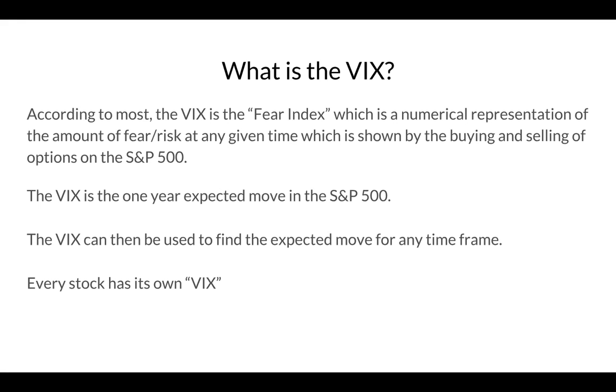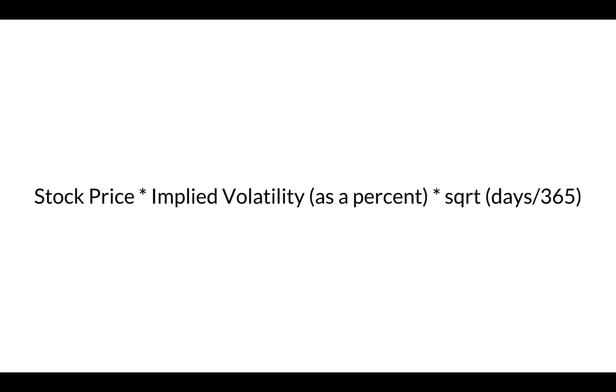But every single stock has its own VIX. If you knew every single stock's own VIX, you could determine the expected move for any stock over any time frame. And any stock's VIX is its implied volatility. So in order to find this out, we take the stock price, multiply it by implied volatility as a percent, then multiply it by the square root of days over 365.